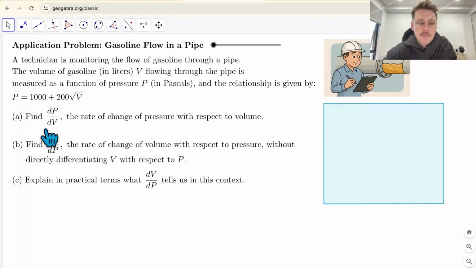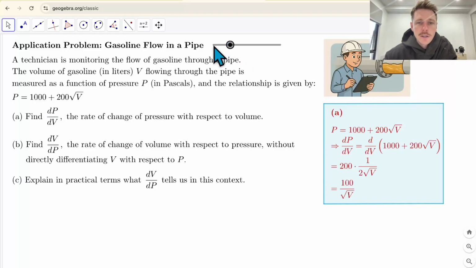So this question here should hopefully not be too daunting for you. You're basically asking yourself, for a given change in the volume of the gasoline flowing through the pipe, what change does that give us in the amount of pressure that's being applied? And so if we do the maths on that, we're just finding the derivative, and hopefully you're pretty comfortable with that.